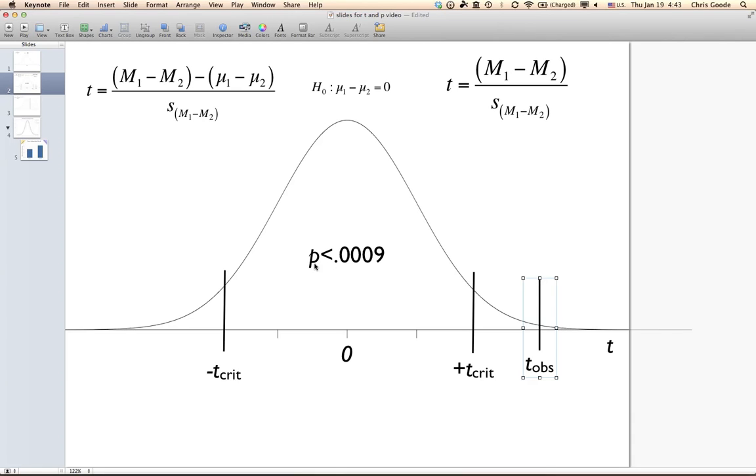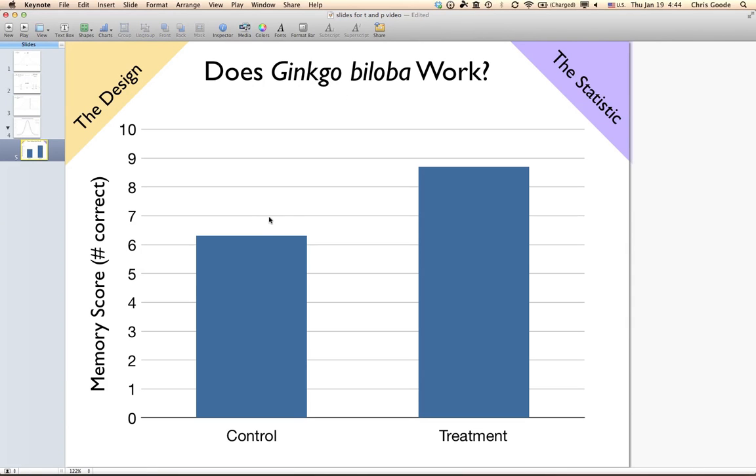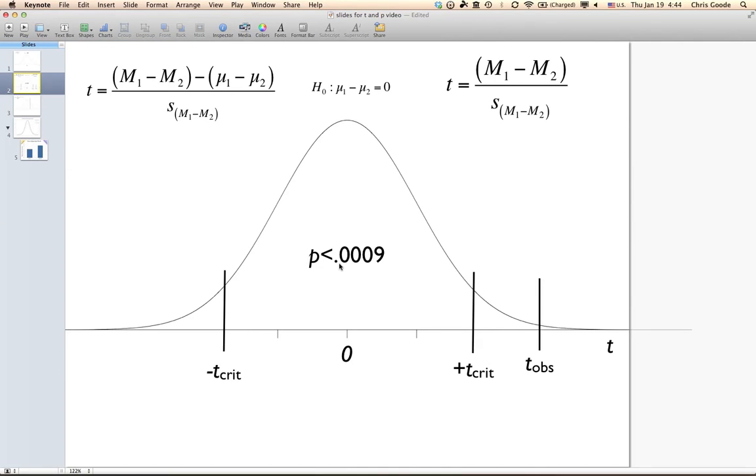Now again, P's not the probability that the null is true or false. P's the probability of getting the results that we got, but only when the null is true. When the treatment does nothing, it's possible to get these results just by chance. P is the probability of getting those results when they are due to chance.